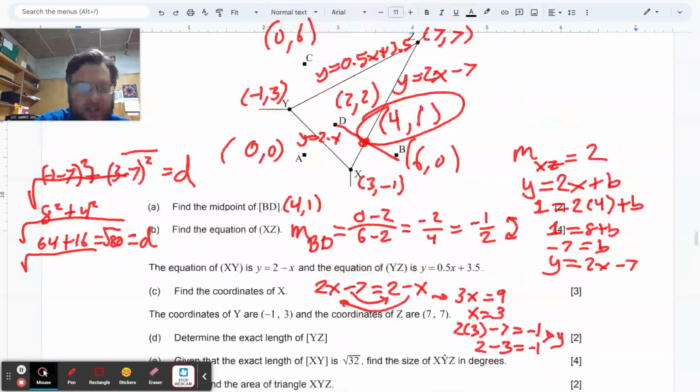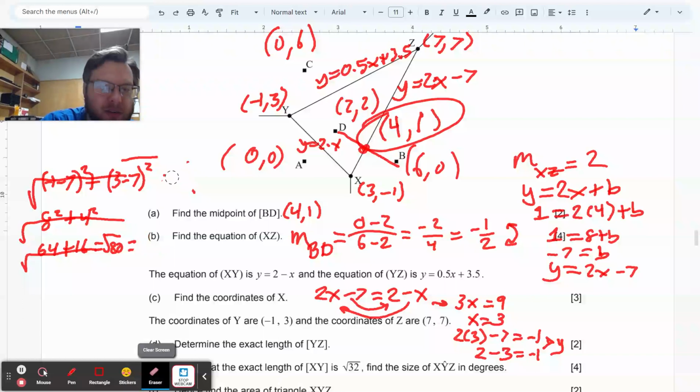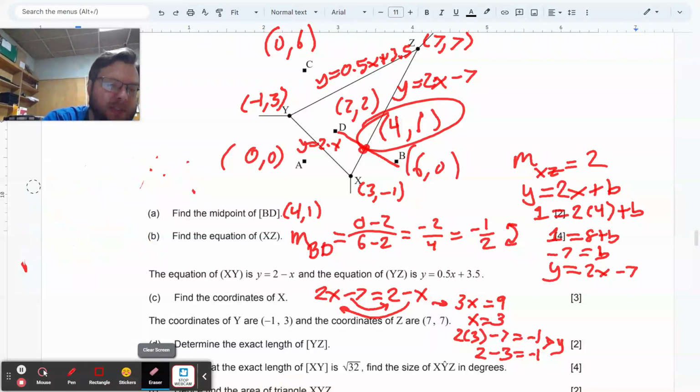The last thing that it asks us to do is to find the size of angle XYZ. Actually, it's not the last thing. The size of angle XYZ, and then the area of triangle XYZ. Okay, so my things got a little messed up there. That's okay. So we know that the distances are square root of 80, and then it told us that the other distance is square root of 32.